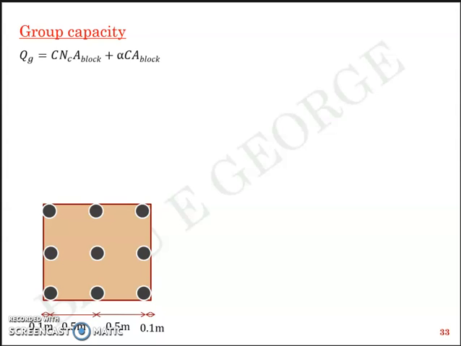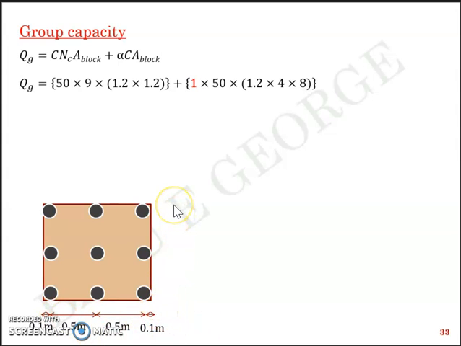So QG is equal to CNC into the area of the block at the end bearing plus alpha C into the area of the block around the circumference. So QG is equal to 50 into 9 into 1.2 into 1.2 plus alpha C into 1.2 multiplied by 4 into 8. So I'll discuss what each term is. You may have figured it by now, but nonetheless, 50 is the C cohesion value, 9 is the NC value, and 1.2 multiplied by 1.2 is nothing but the plan area of this rigid block.